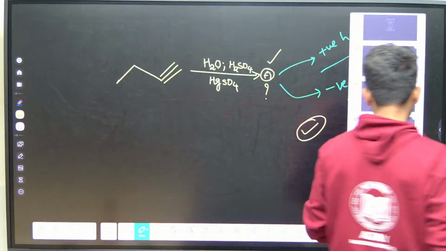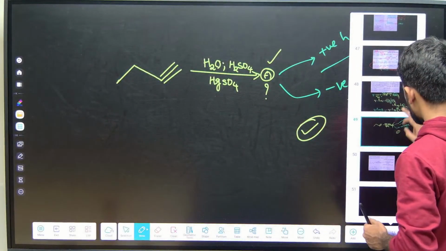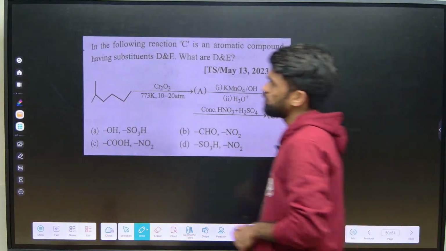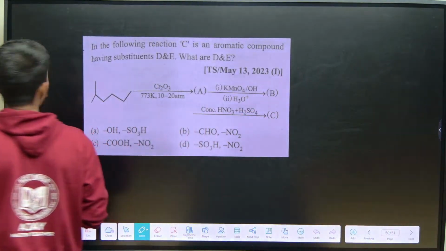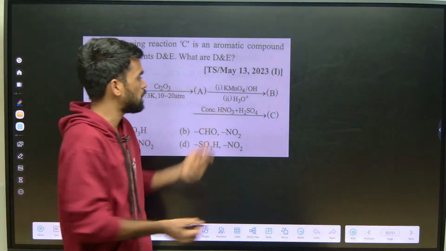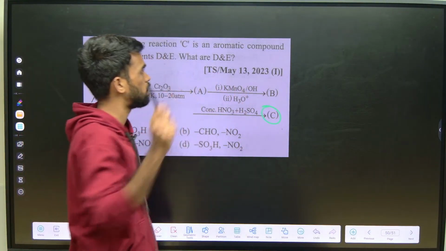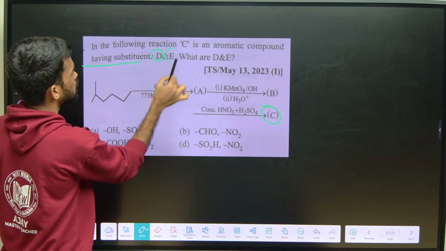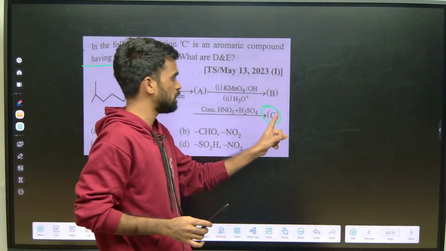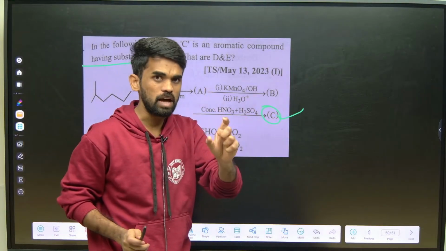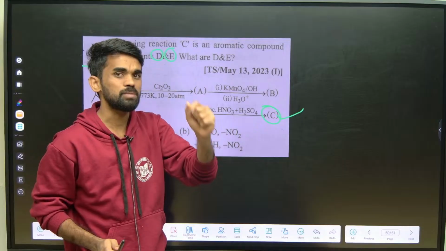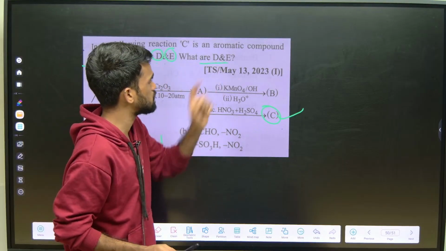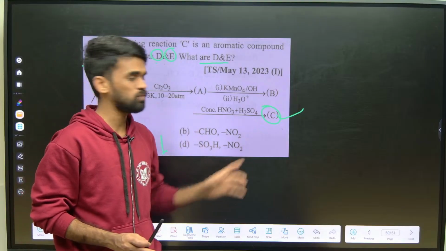Okay, right. The next thing is, let me give you a few more things here. Look at this question. In the following reaction, C is an aromatic compound. They are only saying C is an aromatic compound, having substituents D and E. So the final product C is an aromatic compound having substituents like D and E. They are asking what are D and E in the given reaction for these substituents.